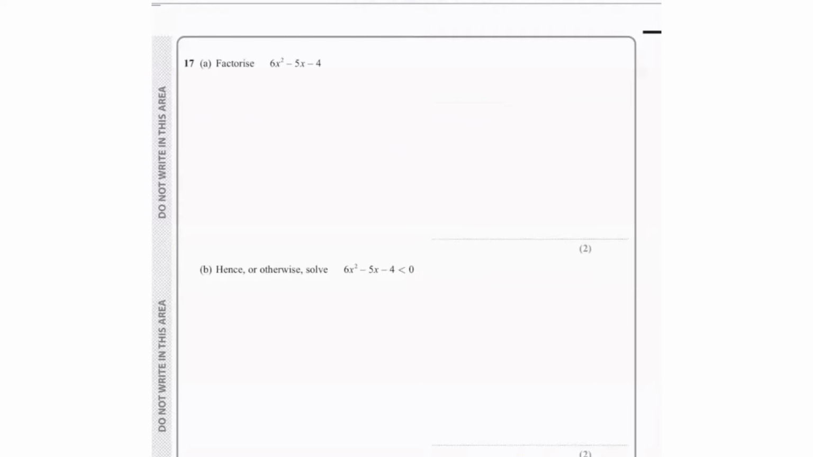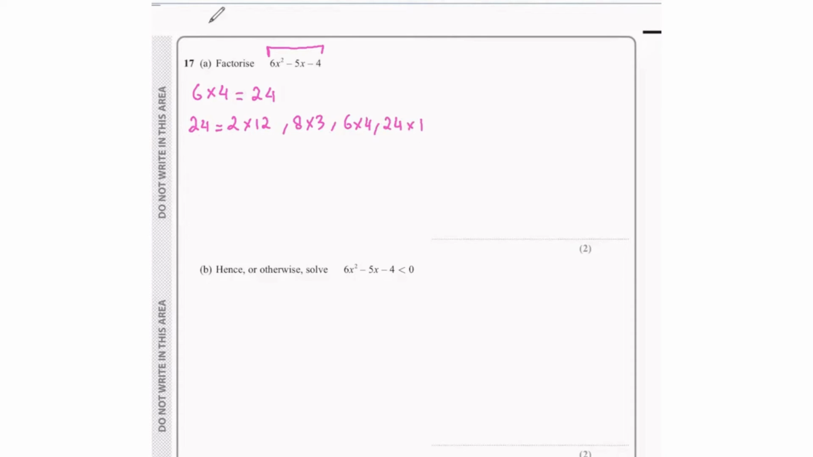Question 17 says factorize 6x squared minus 5x minus 4. So step 1 is to multiply the coefficient of x squared and the constant. So 6 times 4 is 24. Step 2 is to find the factors of 24. So 24 is 2 times 12, 8 times 3, 6 times 4, and 24 times 1.